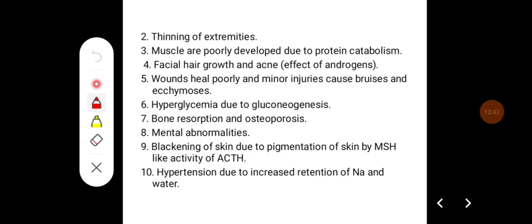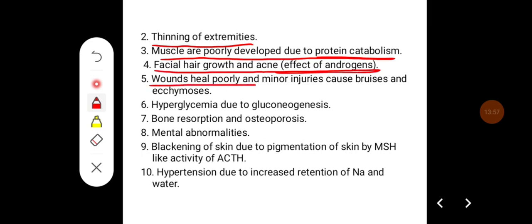Other features: there will be thinning of the extremities, and the muscles are poorly developed due to protein catabolism. There is facial hair growth, and there can be acne because of the effect of androgens. Wounds heal poorly, and minor injuries cause bruises and ecchymosis.